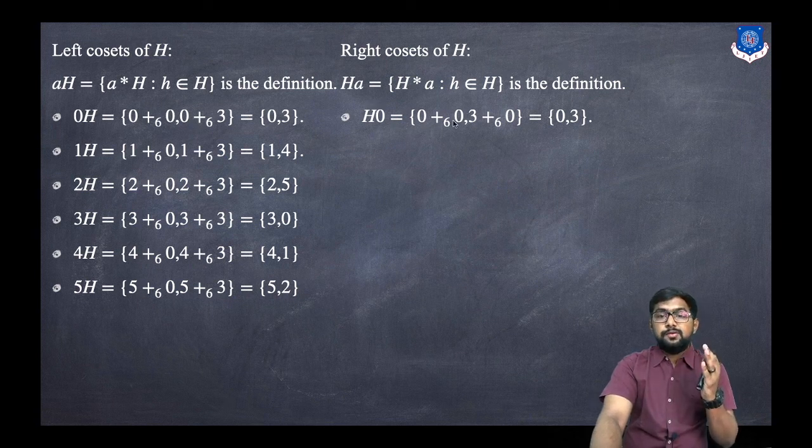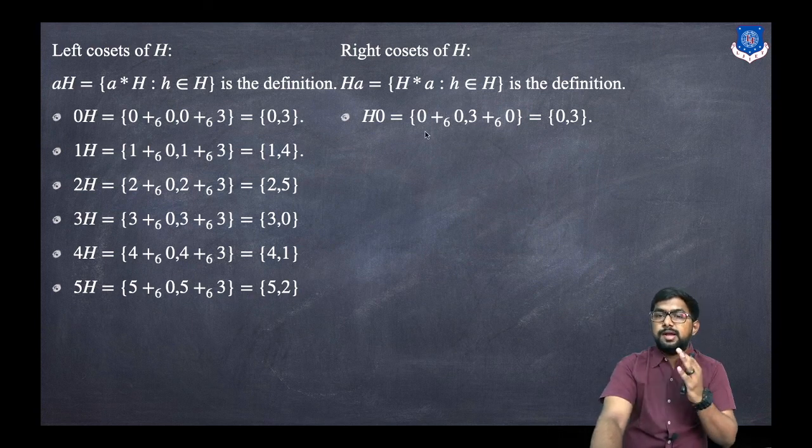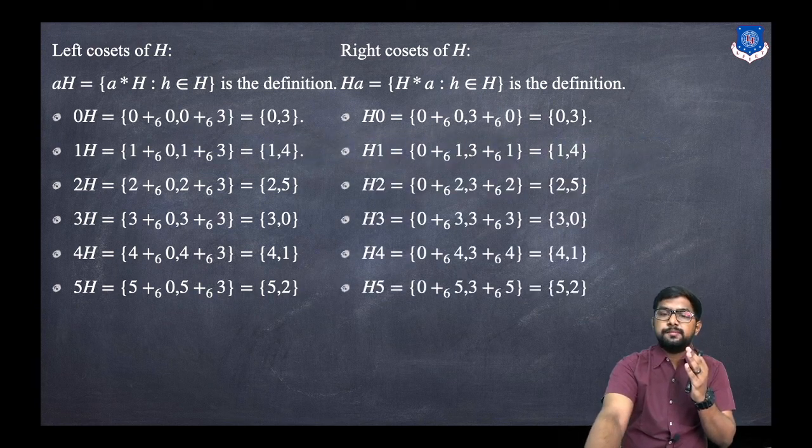Now here the right entries will be 0, like this, 0 and 0. And the left entries will be 0 and 3. So 0 modulo 6 is 0, 3 modulo 6 is 0. So the answer will be 0, 3. Now let us list out each and every one. H5. So what will be the pattern?